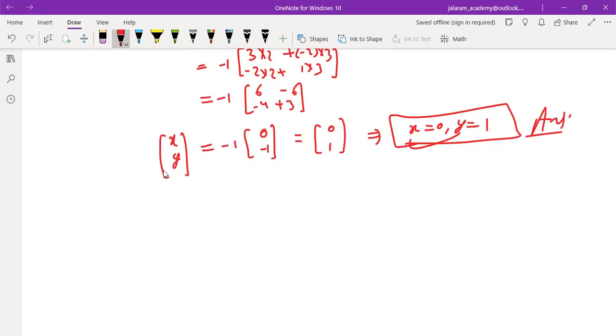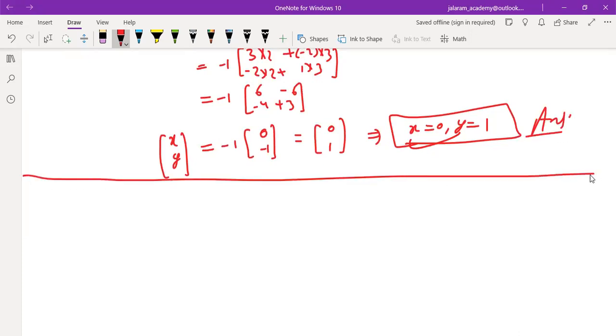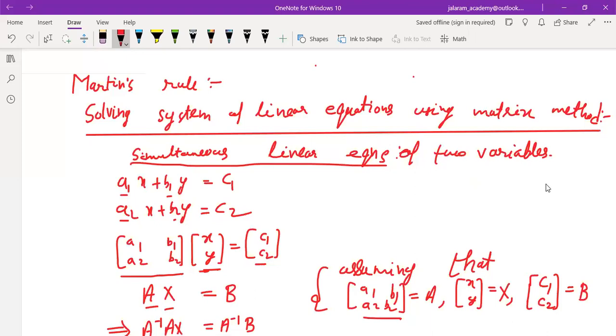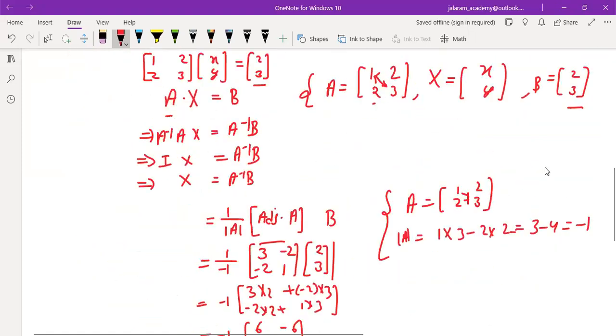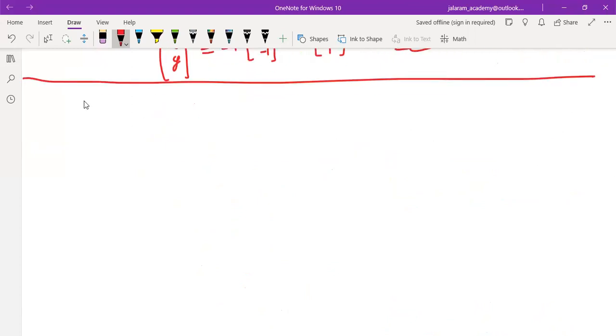So hope you must have understood how to solve the system of linear equations with two variables using the matrix method. So now we will discuss the system of linear equations with three variables.